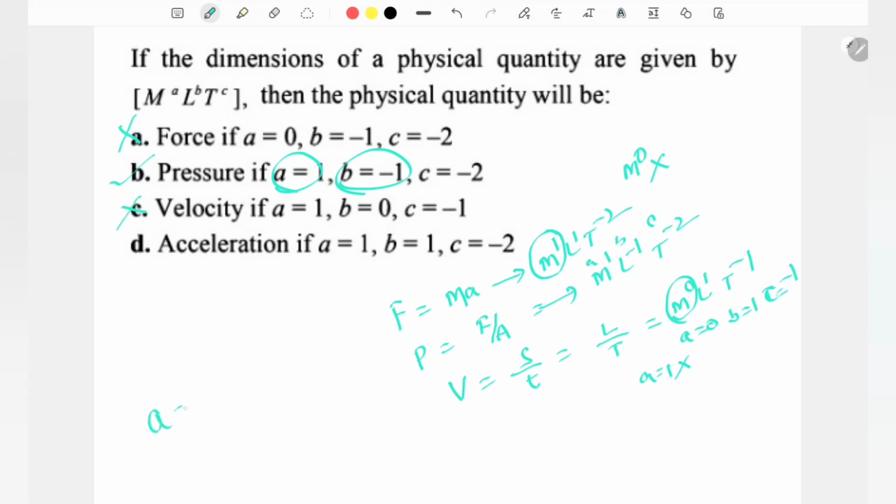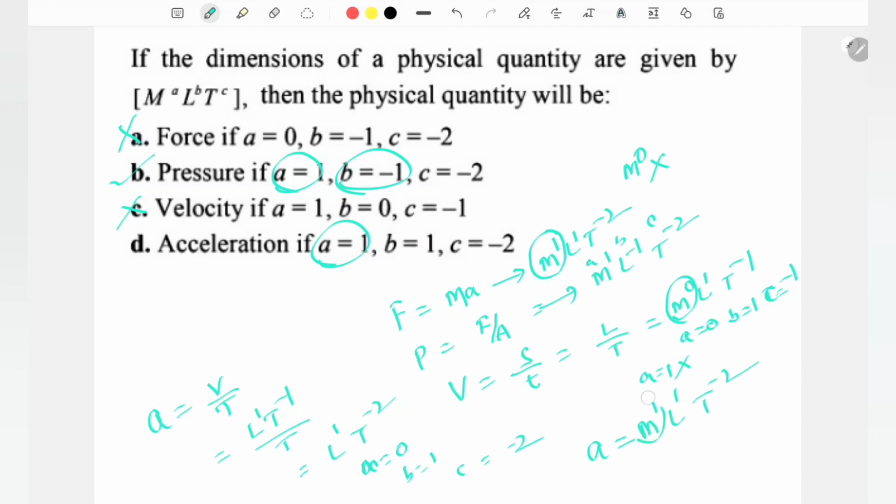For acceleration, a is equal to V by T, which is equal to L^1 T^-1 by T, which is equal to L^1 T^-2. Here M is equal to 0, that is A is equal to 0, B is equal to 1, C is equal to minus 2. In the option it is given that A is equal to 1, so the dimensional formula should be M^1 L^1 T^-2, which is wrong. Here we get the dimensional formula for acceleration M^0 L^1 T^-2. So option B is the correct one.